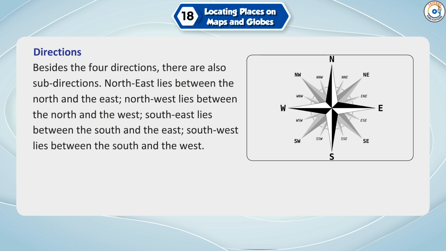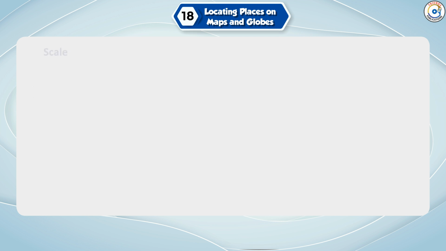Besides the four directions, there are also sub-directions. Northeast lies between the north and the east. Northwest lies between the north and the west. Southeast lies between the south and the east. Southwest lies between the south and the west.